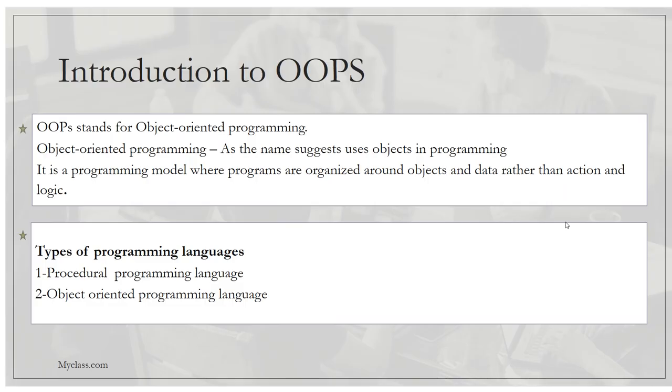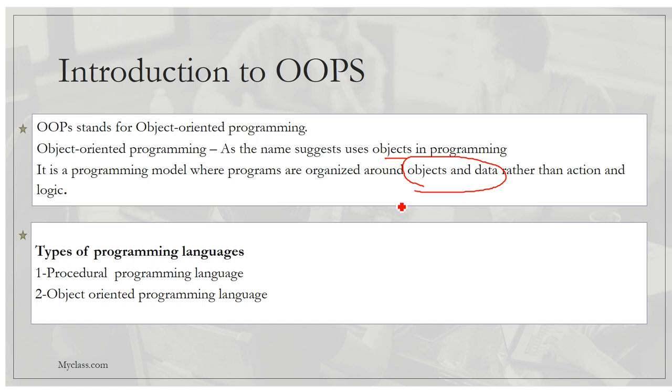Introduction to OOPS. OOP stands for Object-Oriented Programming. As the name suggests, it uses objects in programming. Object is the main part of the program. In this programming model, programs are organized around objects and data rather than the action and logic. We are concentrating more on objects and the data related to that object. Only then are we considering the action and logic related to that object and data. That is the main concept of object-oriented programming.